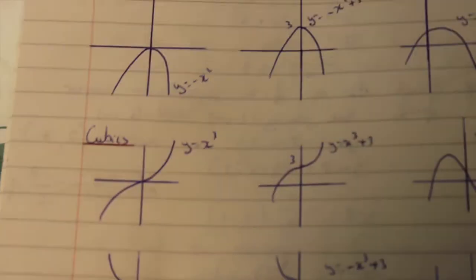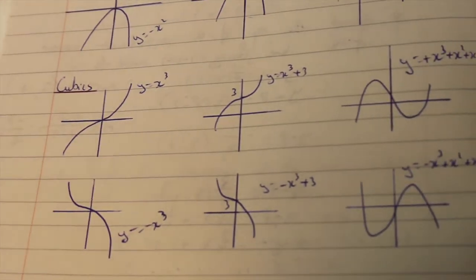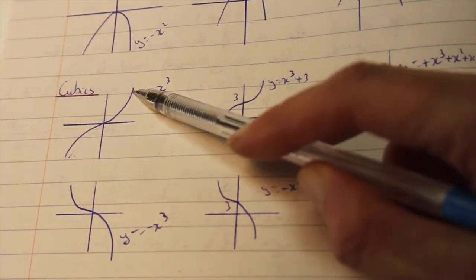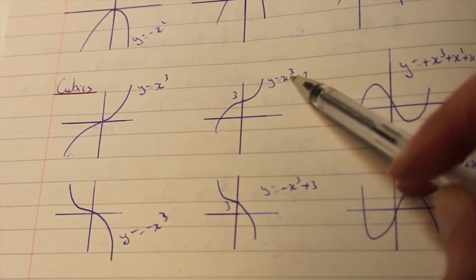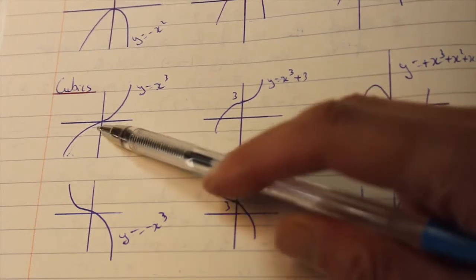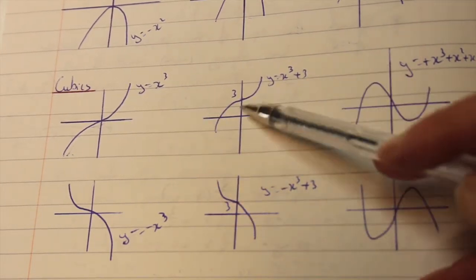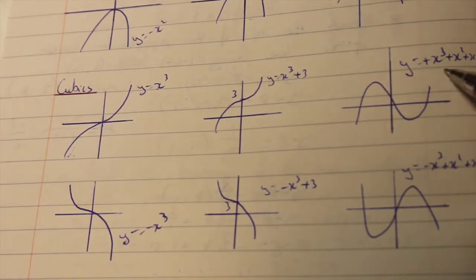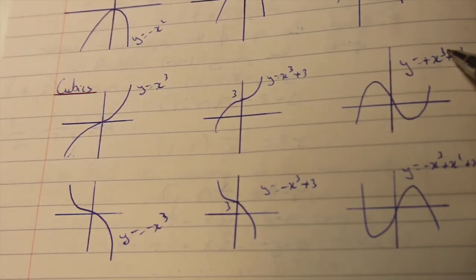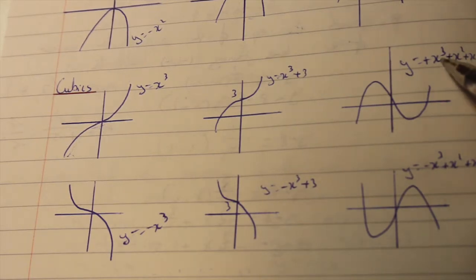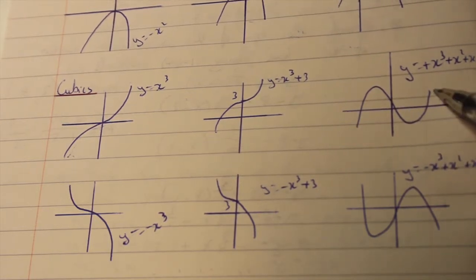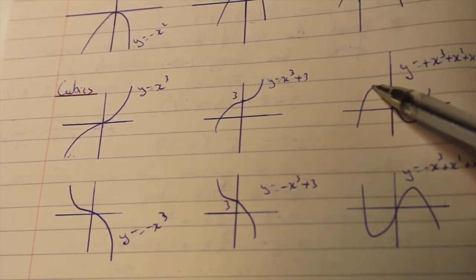Next type of graphs we're going to have a look at are cubics. That's to the power of 3. So you've got your basic cubic x cubed. If you have x cubed plus 3, you're lifting that graph up 3 units, like there. If you have other x terms, so it could be x cubed plus x squared plus x plus 5, but as long as it's x cubed plus other x terms, you get the 2 bumps in the graph. Starts down low and goes up, then down and up.